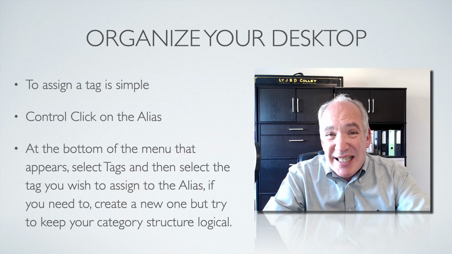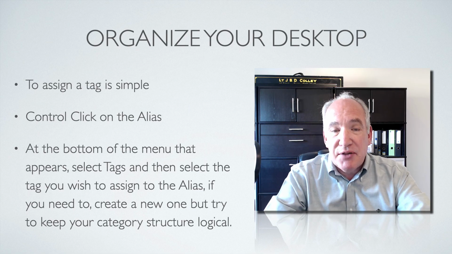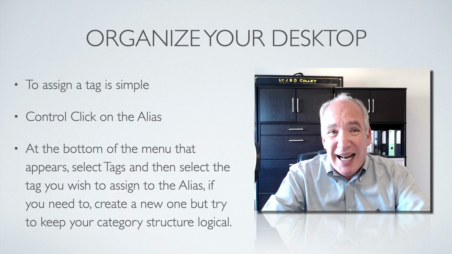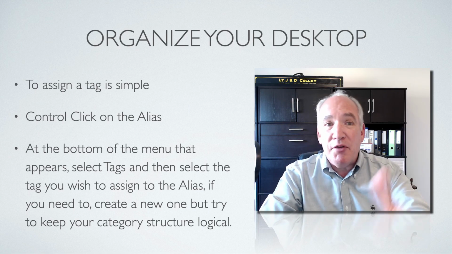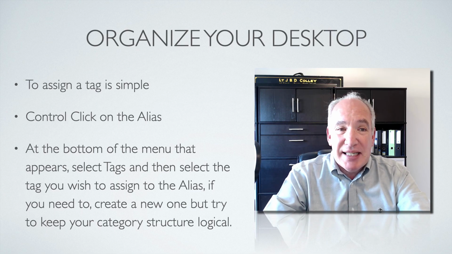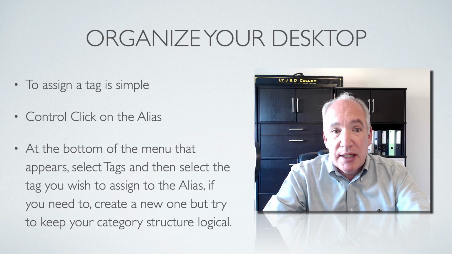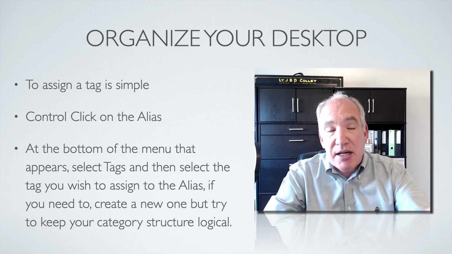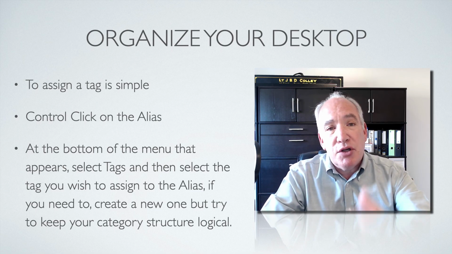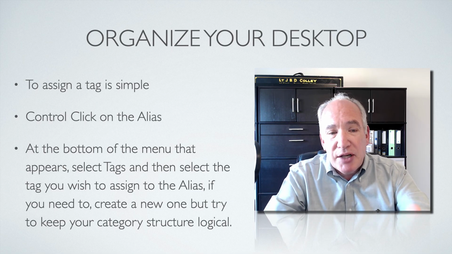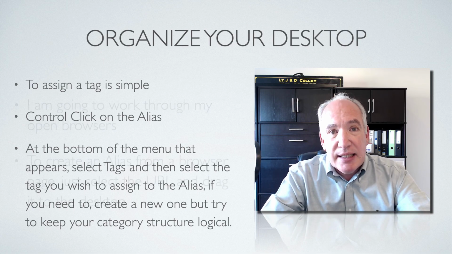Now, to assign a tag to a shortcut or an alias is very simple. You control-click on the alias, and at the bottom of the menu that appears, you simply select the tag that you want, and you assign it to the alias. And if necessary, you create a new one. But I would encourage you to keep your category structure reasonably tight.